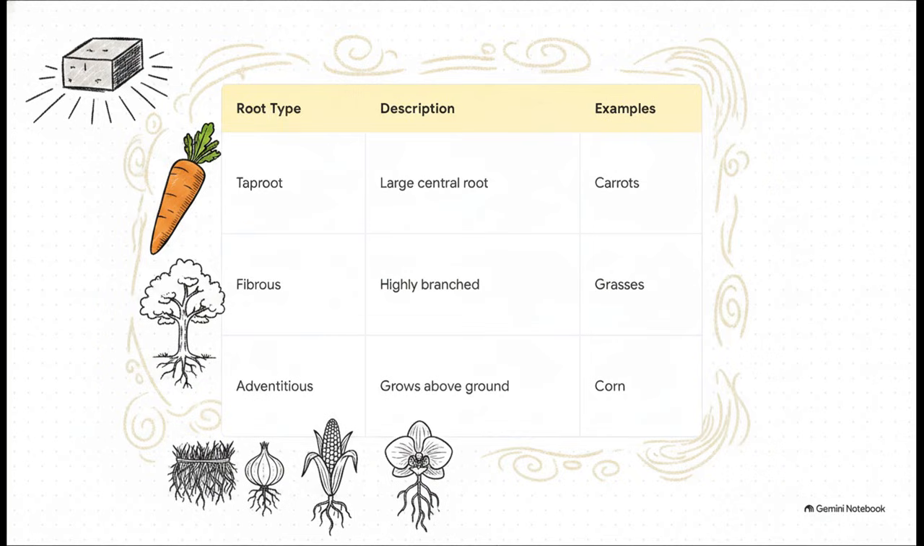First up is the taproot. This is a large, central root that acts like a huge anchor and stores sugars. Think of a giant carrot or a mighty oak tree. Next is the fibrous root system. This one's highly branched, which keeps the plant anchored while tightly holding the topsoil in place. You see this in things like grasses and onions. And finally, we have adventitious roots. These actually grow above ground to provide some really unique structural support, like you'd see in corn or beautiful orchids. Basically, these roots are the ultimate anchors and resource gatherers.